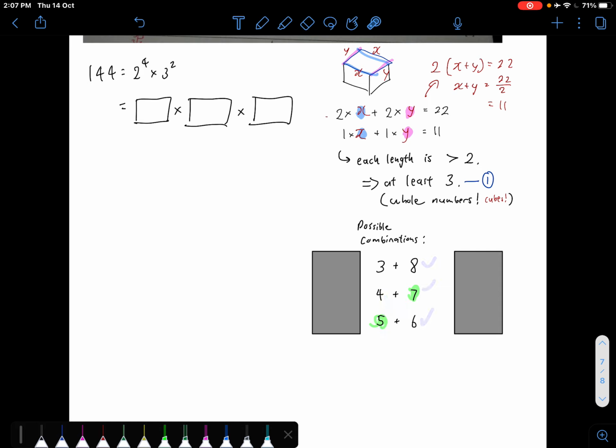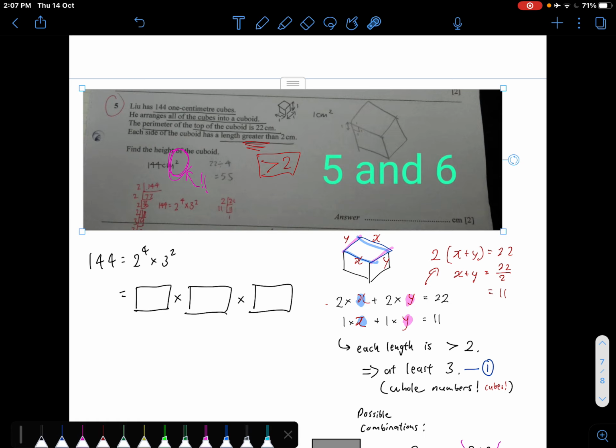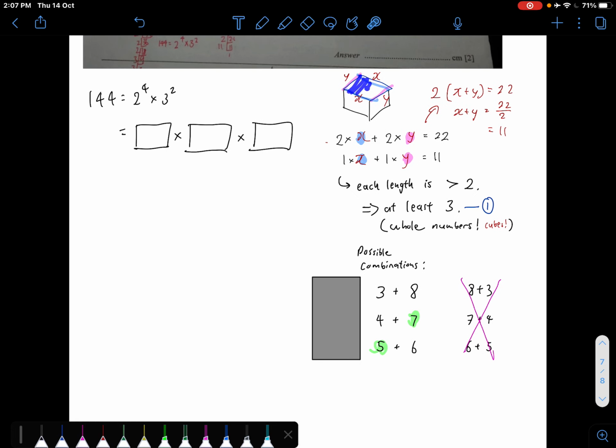But wait, you think, how about the other direction? You swap them around: 8, 3, 7, 4, 6, 5. Does it matter? No, it doesn't matter, because they only tell you it's the perimeter of the top of the cuboid. They never specify which one is length, which one is breadth. So you swap them around, the order doesn't matter. So we only got 3 cases.